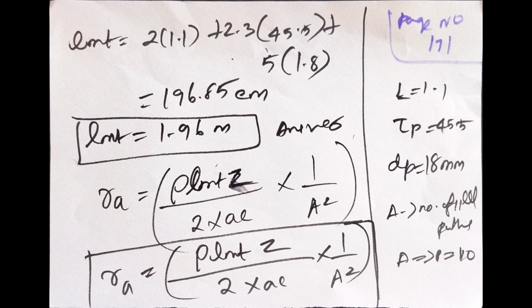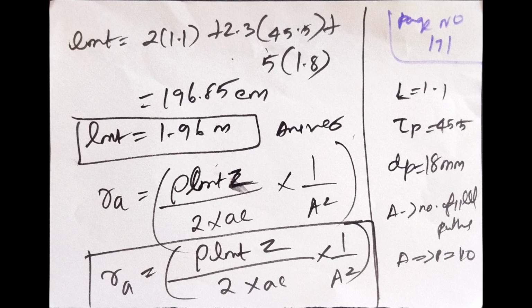LMT is equal to 2 into 1.1 plus 2.3 into 45.5 plus 5 into 1.8. From this value we obtain LMT is equal to 1.96 meter. That is the answer. Capital L is equal to 1.1, tau p is equal to 45.5, dp is equal to 18 millimeter. Capital A is the number of parallel paths. A is equal to pole, which is 10.